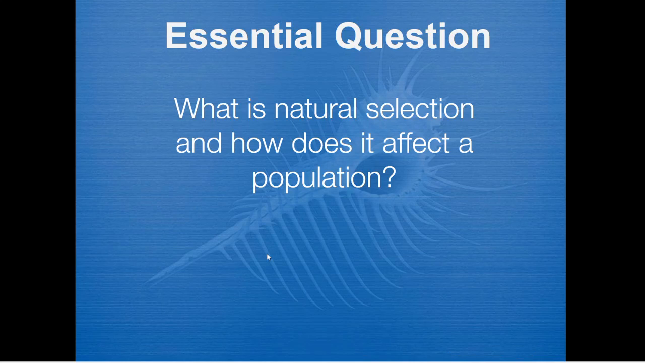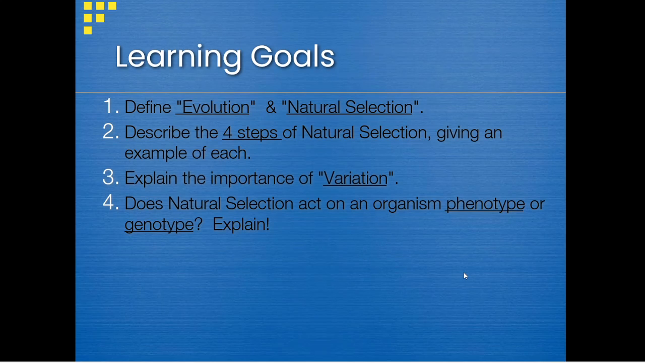Our central question for our notes is, what is natural selection? How does it affect a population? A population here is a group of the same species. So a population of humans, a population of finches, which is a type of bird, a population of cows, a population of cats. They all have to be of the same species.